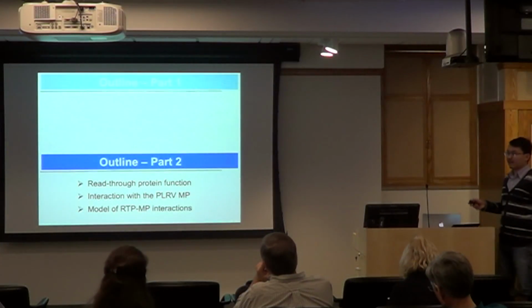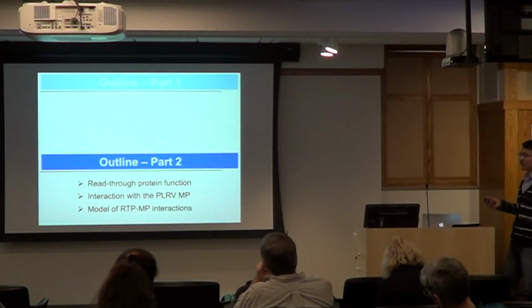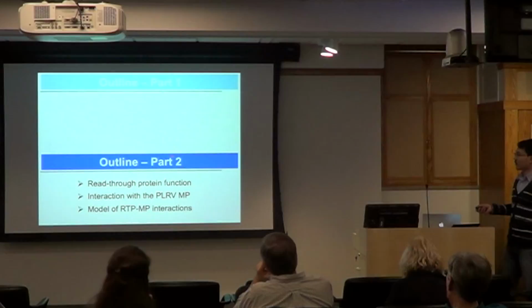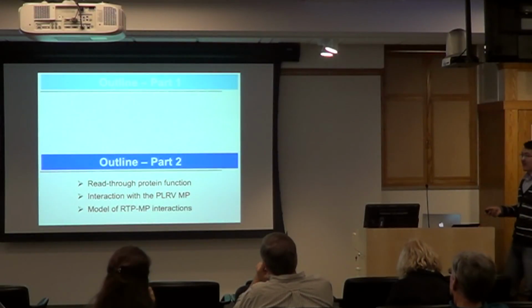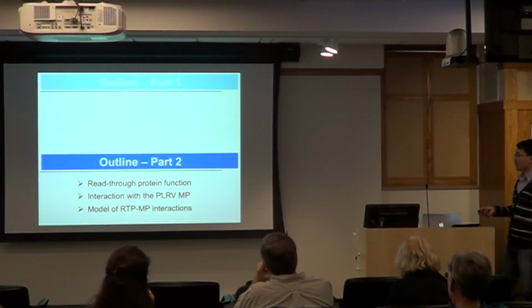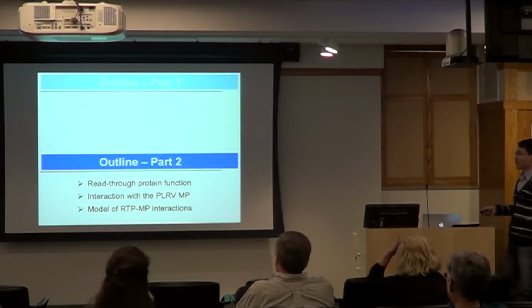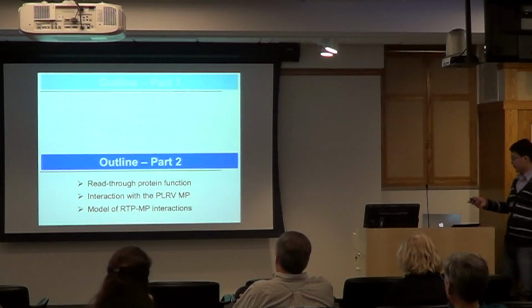Now that we found that the RTP can be translated, it might have a very important function in virus survival. So in part 2, I will introduce our study on the readthrough protein function, and we found there is an interaction between the virus's P protein and the readthrough protein. And finally, a model was proposed to explain the RTP and P interaction.